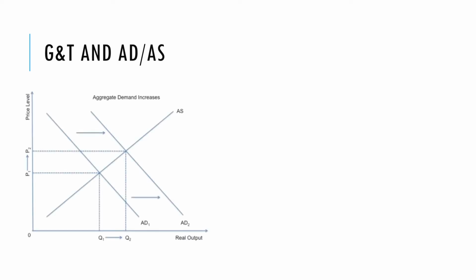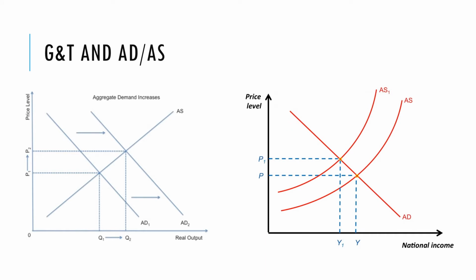So what's the relationship between G and T and AD/AS? Well, if there is more current spending, government spending, then that might see a rise in aggregate demand. If there was more perhaps capital spending, then we may see an impact in terms of increased AS.